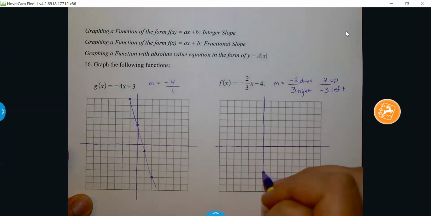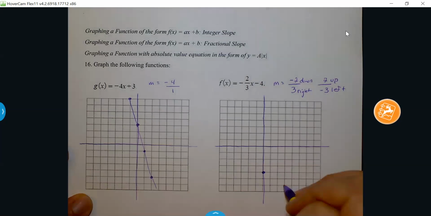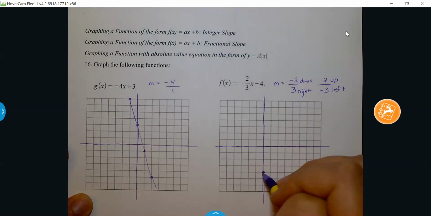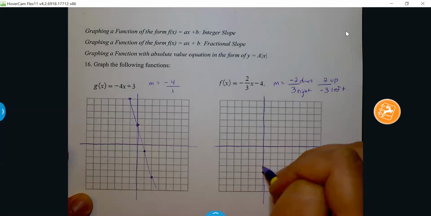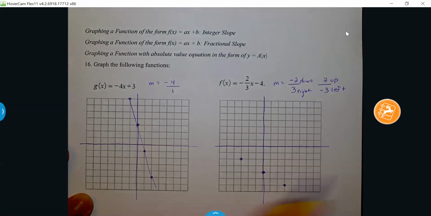So from here, we're going to go down 2, right 1, 2, 3. Now I ran out of room on my graph. So then I could switch it and go up and left 1, 2, 3. Either way, I have the negative slope of my graph.